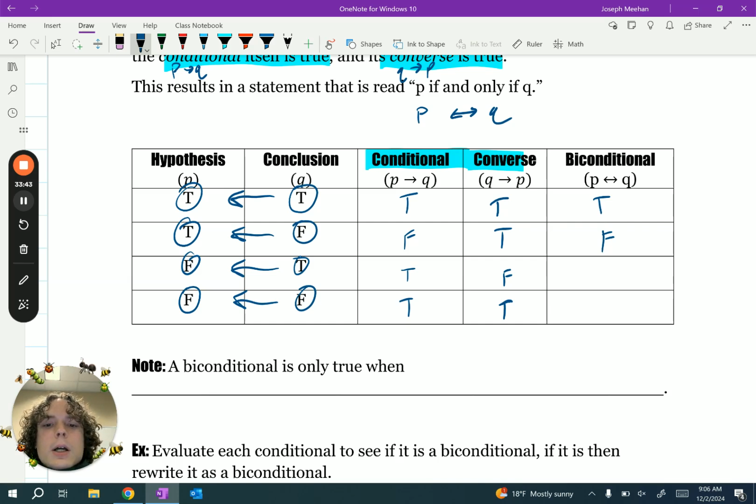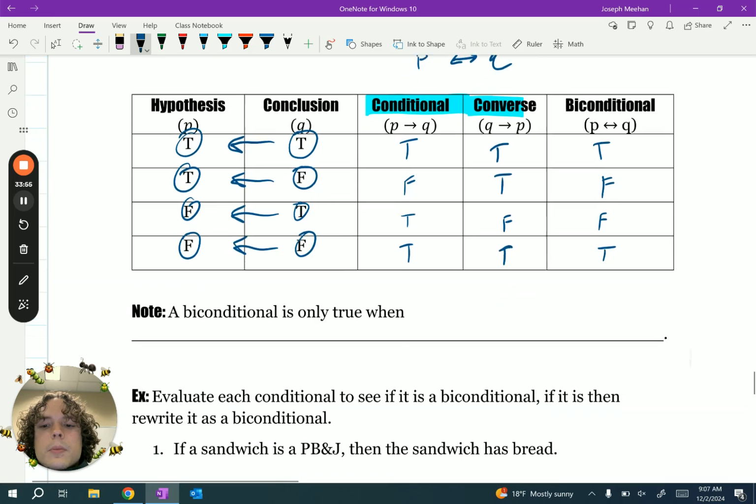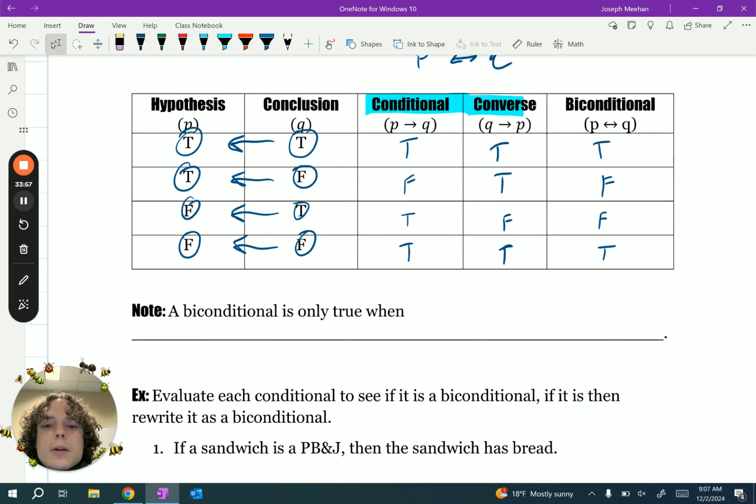So since they're both not true, that's going to be false. In the third line, it says true then false for the conditional and converse, so this is going to be false since they're both not true. And then the last one, it says true then true, so this is true. So we have true, false, false, true for the biconditional.